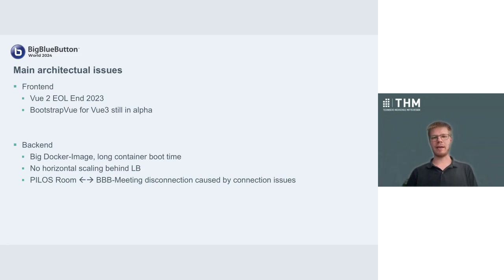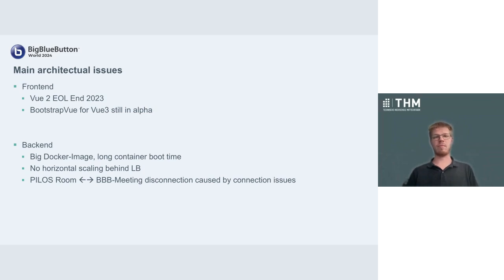And then on the back end, we had quite a large Docker image that we wanted to reduce to make it smaller to deploy. But also the old Docker image and how it was built had quite a long boot time. And we wanted to reduce this to have a lower time for maintenance. And we also wanted to increase the capacity of PILOS by allowing horizontal scaling that wasn't possible before.